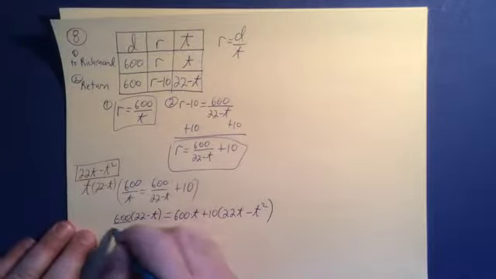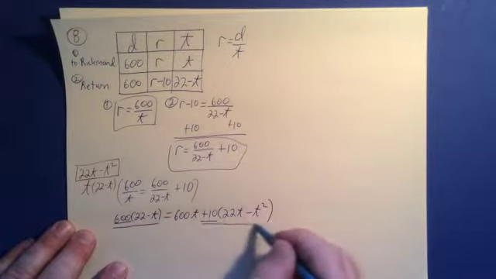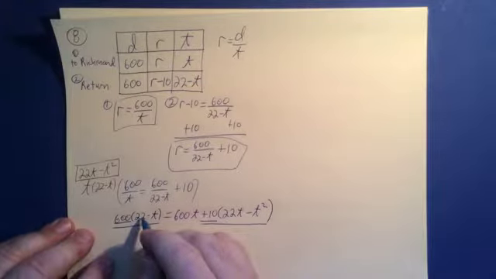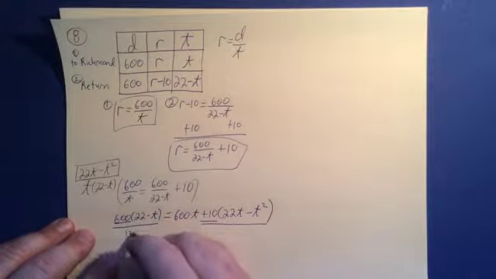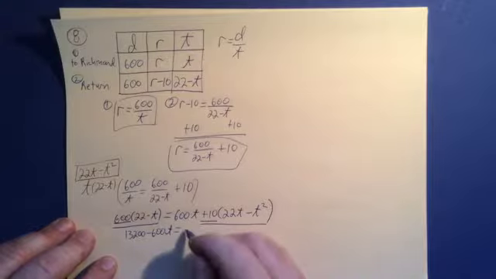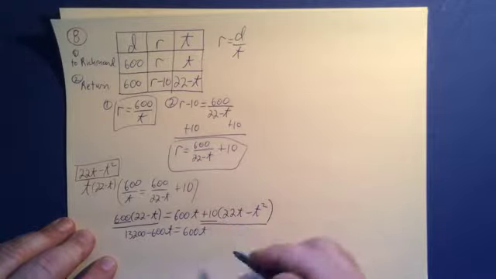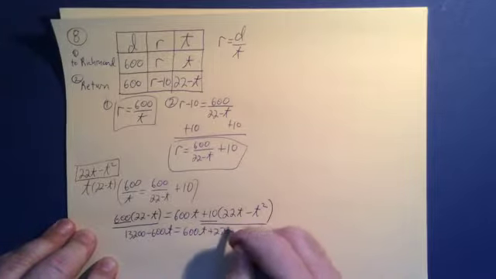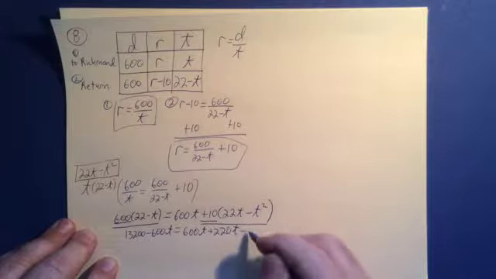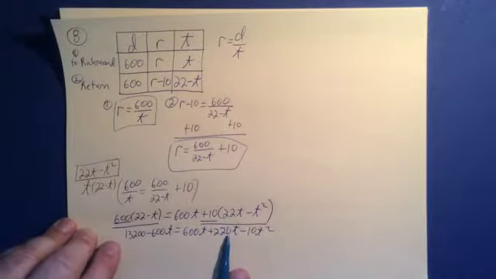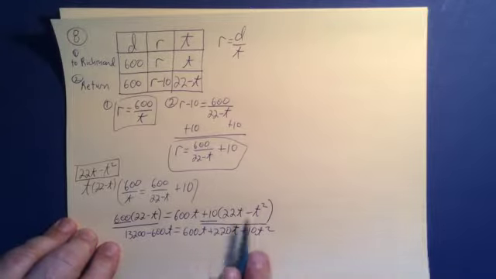Next, I'm going to distribute through here. I'm going to distribute positive 10 through here, and let's see what we get. 600 times 22 is 13,200, minus 600t, equals 600t. Now, plus 10 times 22 will be plus 220t, minus 10t squared. Positive 10 times positive 22t is plus 220t, but positive 10 times negative t squared will be negative 10t squared.